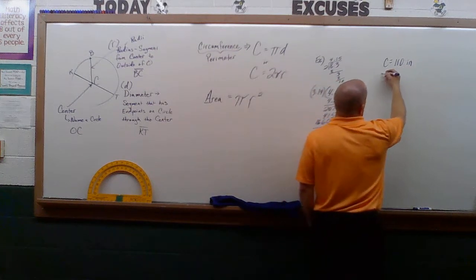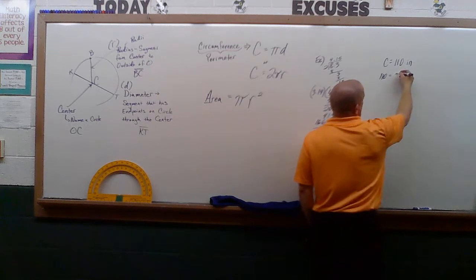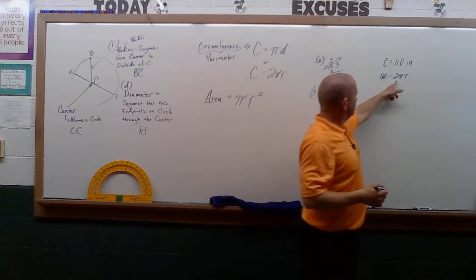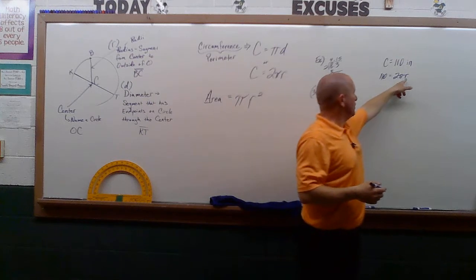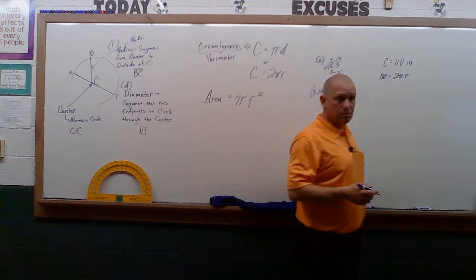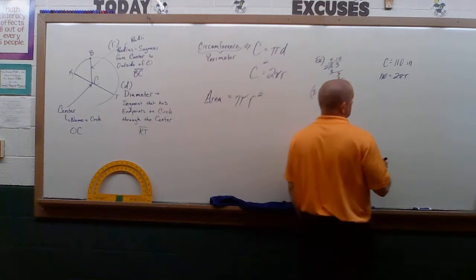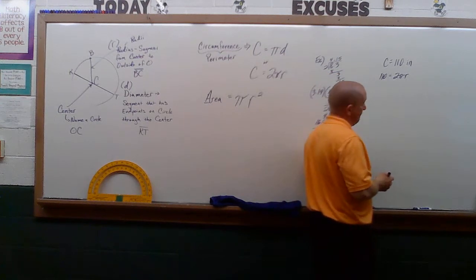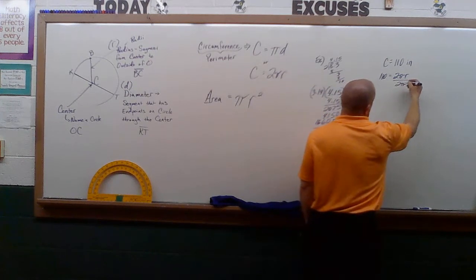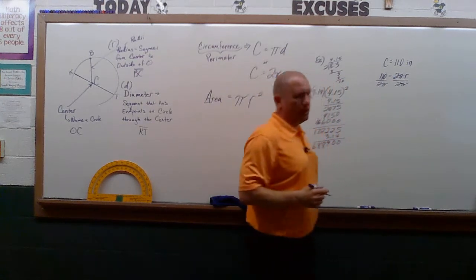So my circumference is 110, so 110 equals what? 2 pi r, right? The circumference equals 110. So how do I get what r is? How do I solve for r? Take 110 divided by 2 pi. Okay? So I'm going to divide by 2 pi, right? So punch that in your calculator and get what?